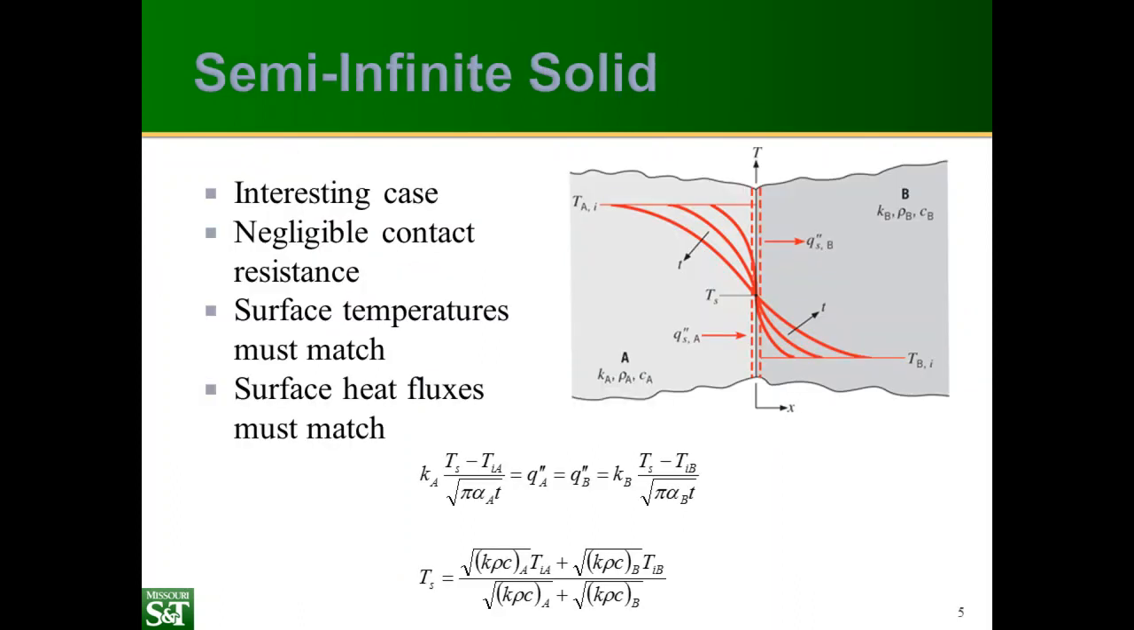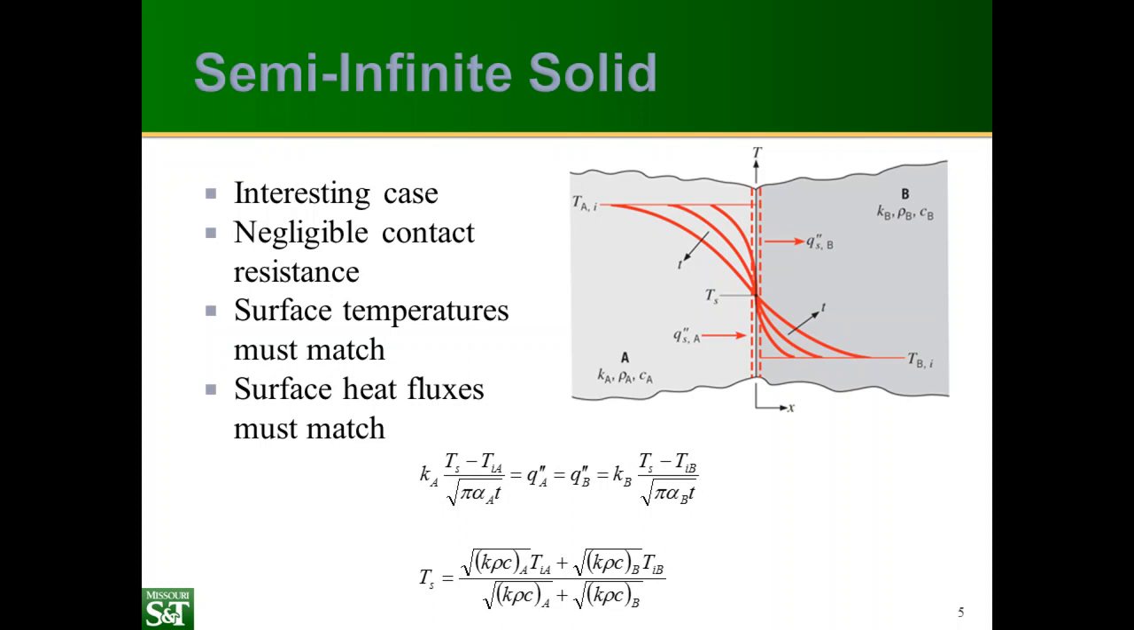Now, there's actually a pretty interesting case, which is where you have two semi-infinite solids come into contact at t equals 0. And initially, they're both at a different temperature. In this case, A is at a higher temperature than B. If we neglect the contact resistance between them, we assume they have a perfect contact. We have two boundary conditions at that boundary. The first is that the boundary temperatures have to be the same for both. It has to be a continuous temperature distribution. The second one is that the surface heat fluxes have to match. So the heat flux out of A has to equal the heat flux into B.